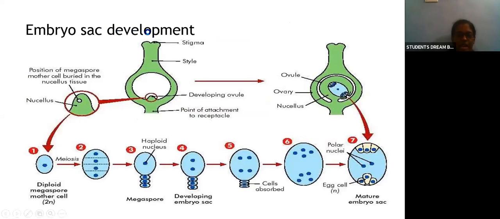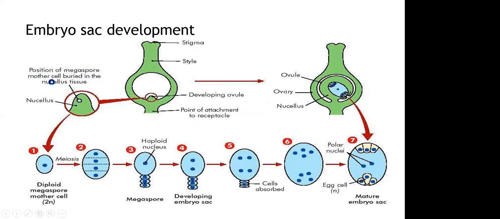So the embryo sac development, how will the embryo sac develop? Initially, the ovule will be developing. Here is the developing ovule. In this developing ovule, the megaspore mother cell will be buried in the nucellus tissue. Here will be the nucellus tissue.